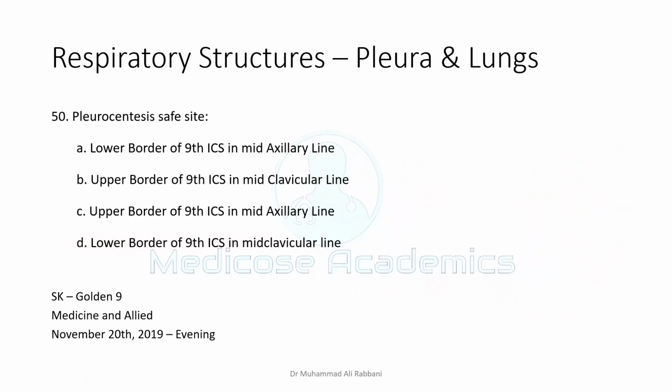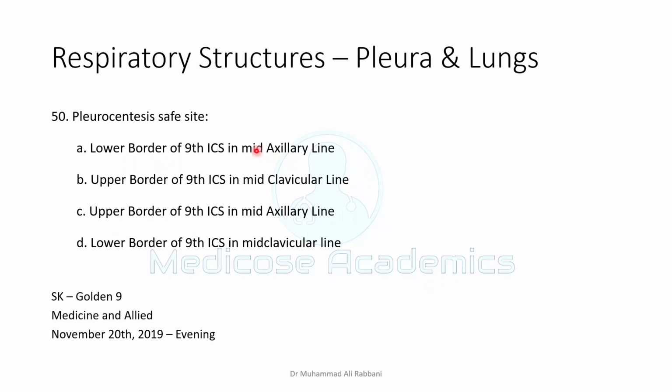So here I said that this is a clever question. Pleurocentesis, safe side. Even if you don't know it from your clinical background, you have not memorized it, you should solve it by common sense. In the ninth intercostal space in the mid-axillary line, the lung finishes at the eighth intercostal space, and the pleura finishes at the 10th intercostal space. So yes, the ninth intercostal space is a safe space for pleurocentesis.